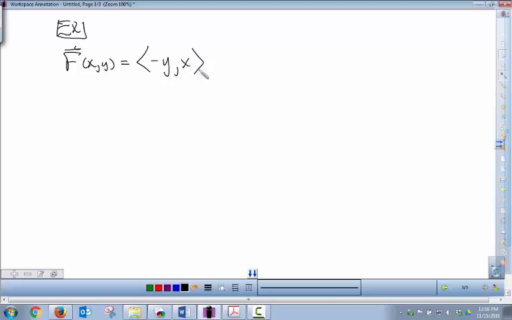This is probably the most popular first example for vector fields, and so I'm going to go with this also. Negative y, comma x, and sometimes you'll see it written with the i and j components, and so you just have to be able to read it either way. This is a y, not a j. And this is a j. So this would be a typical type of function.